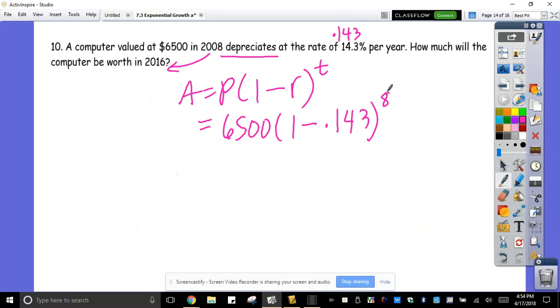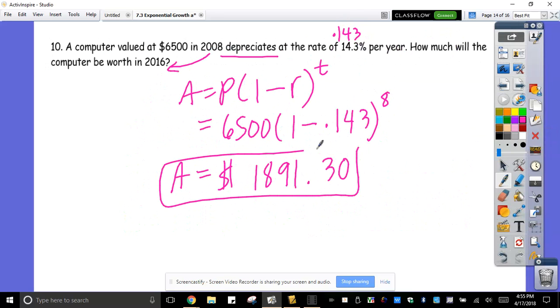So that's what I need to put in the calculator. 1 minus 0.143 raised to the 8th power times 6,500. So it means in 2016, its value goes down and ends up with $1,891.30 by 2016. Okay, let's go next.